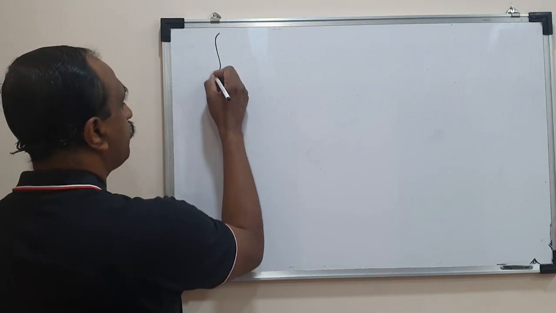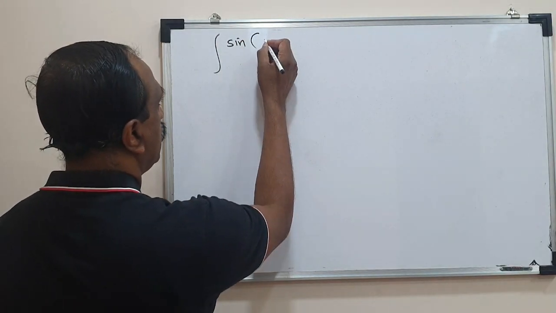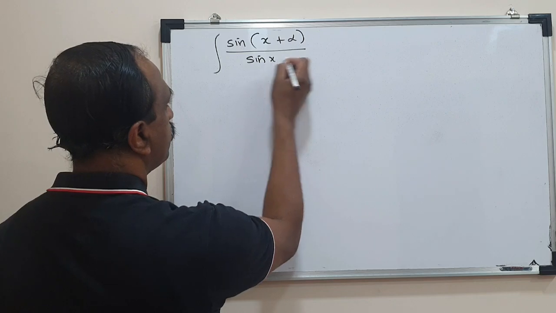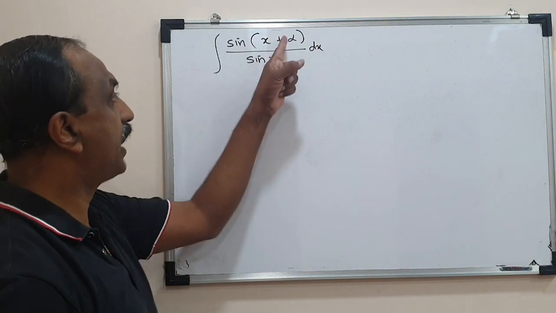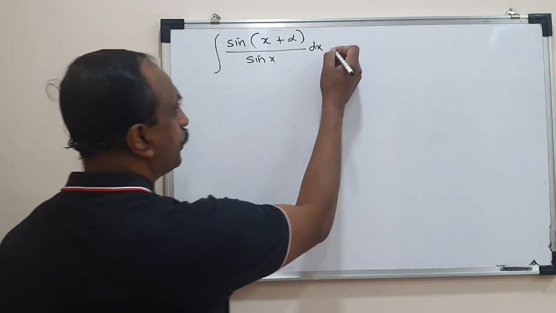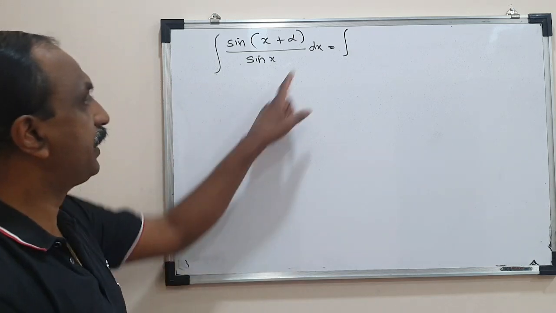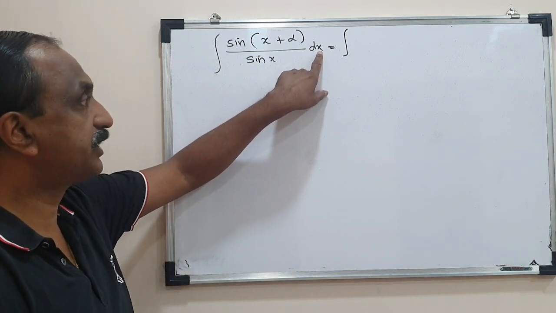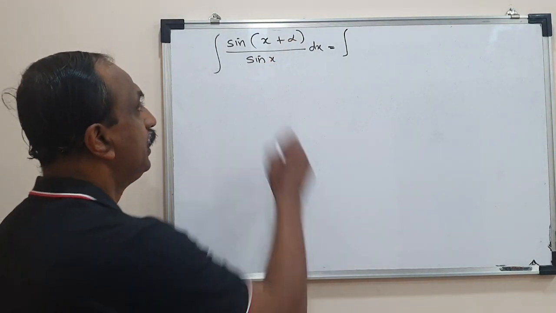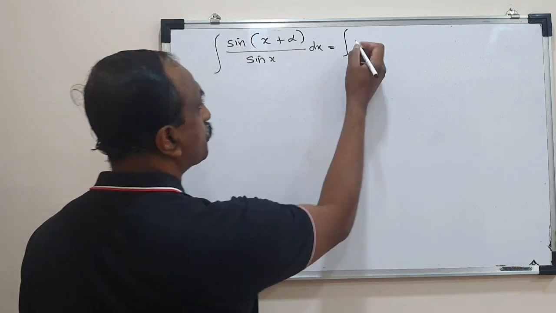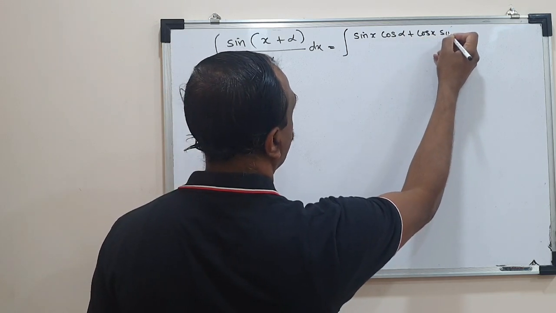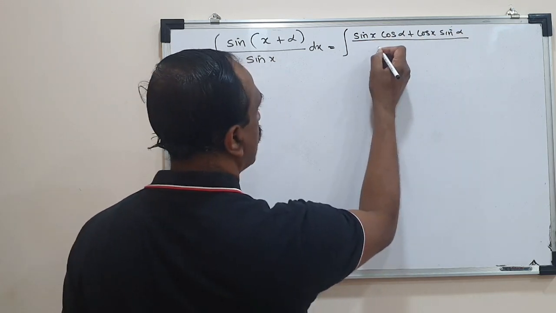Integral sin of x plus alpha divided by sin x dx. Again you notice angles are different. Angle of sine is x plus alpha, whereas here the angle is x. So what should I do? To make the angle same, remember the variable of integration is x. Dx if you have written, variable is x. So alpha is a constant, so you don't have to worry much about that alpha. Anyhow, to make the angle same, I expand sin a plus b's formula. Sin x cos alpha plus cos x sin alpha divided by sin x dx.